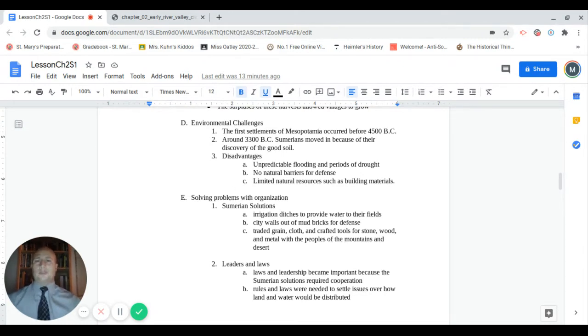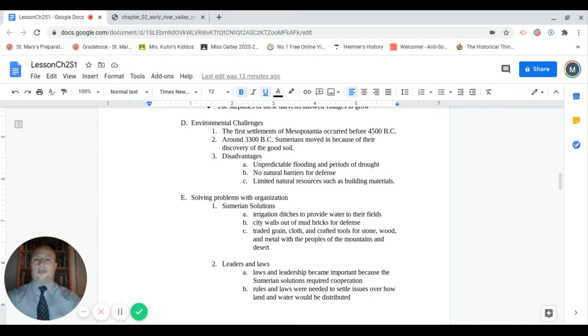So to solve the problem of unpredictable flooding, what they did is they created irrigation ditches, or you could also call these irrigation canals, which would provide water to their fields. So this way they had water going to their crops year round. Now, an irrigation canal is basically, you think about the major river, and then you're going to have branches off of that river into the crop fields.